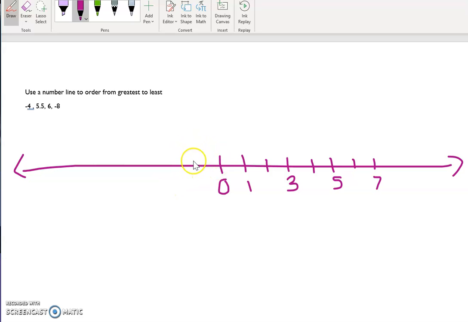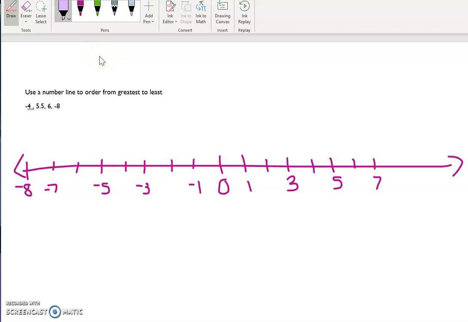Remember, we're counting backwards here. So starting with the first number away from the 0, that's -1. This would be -2, -3, -4, -5, -6, -7, and lastly, I do need to include -8. That's the lowest number. I'm going to plot these points.